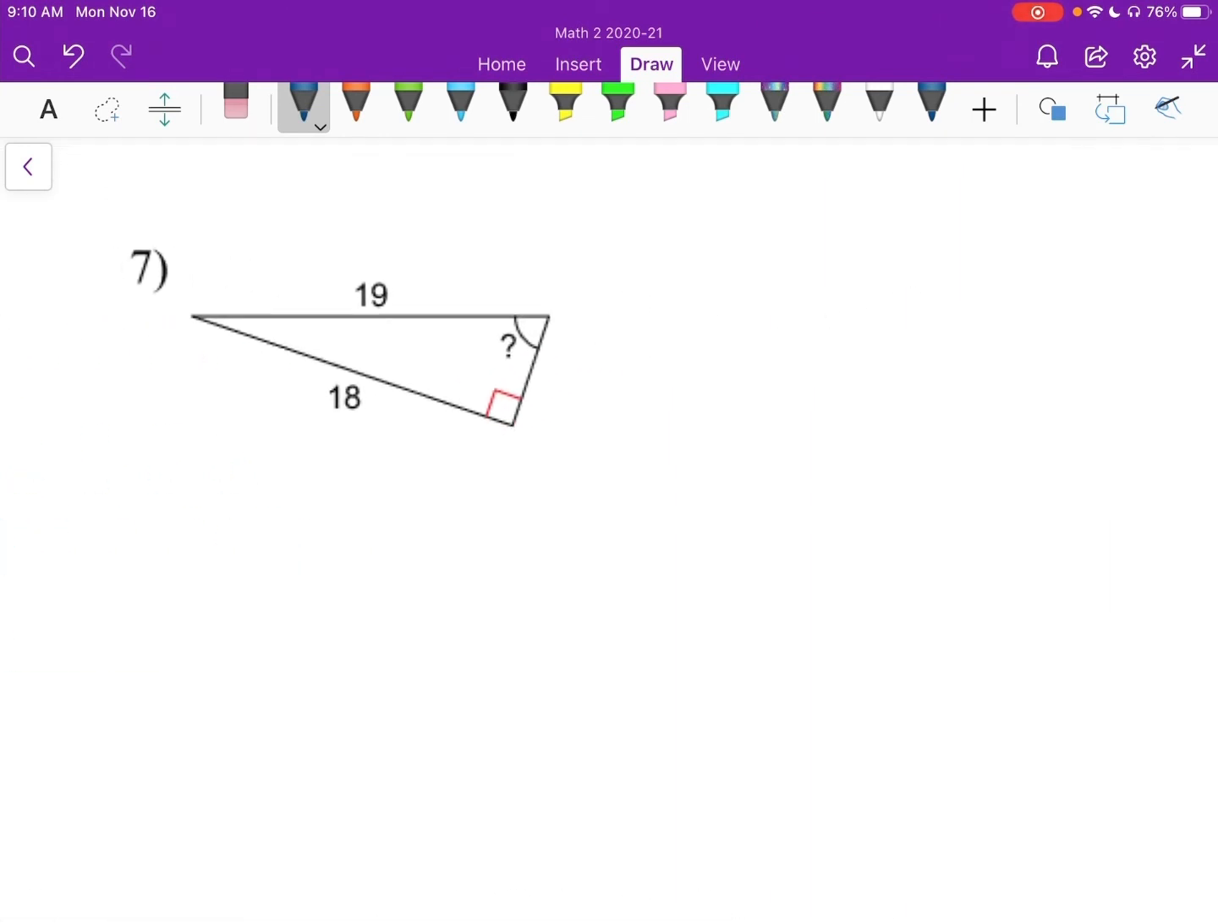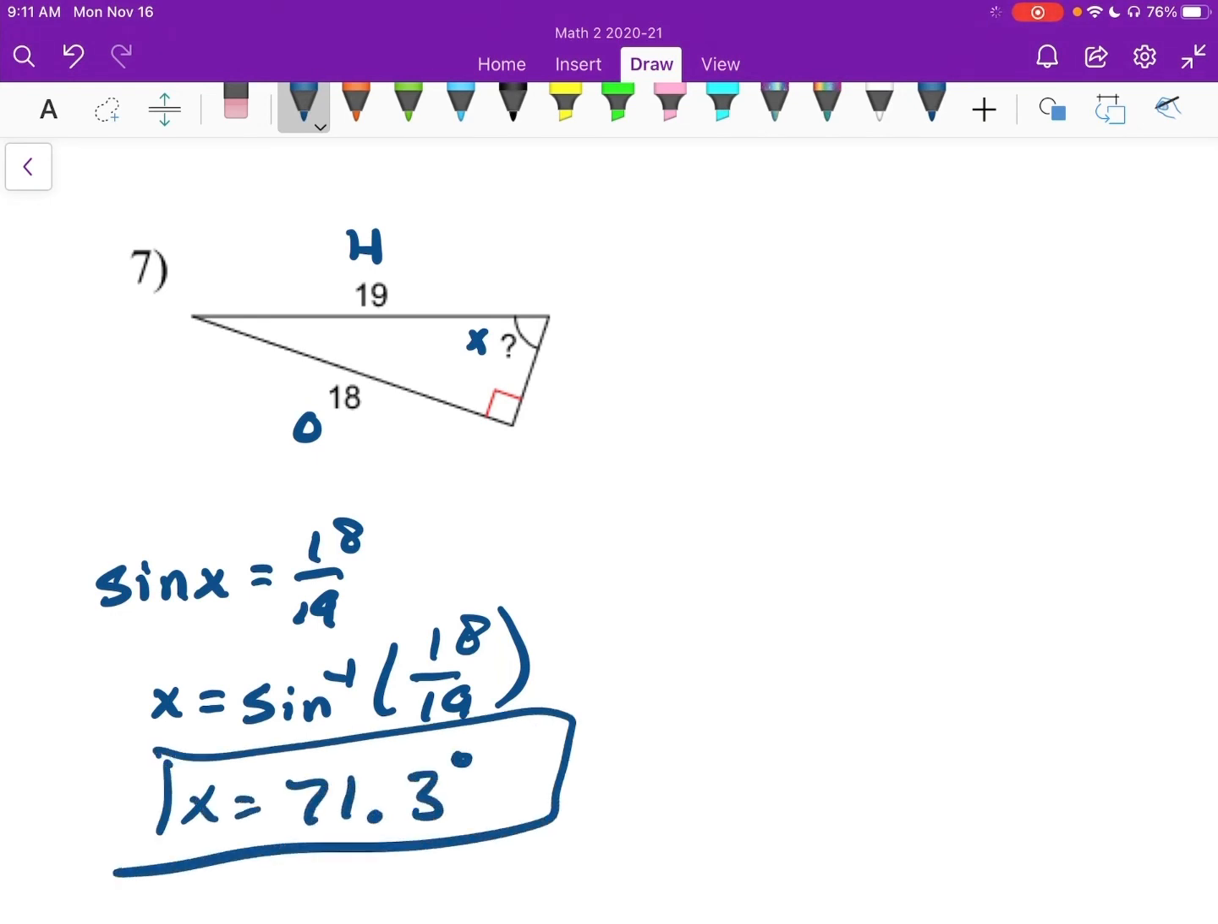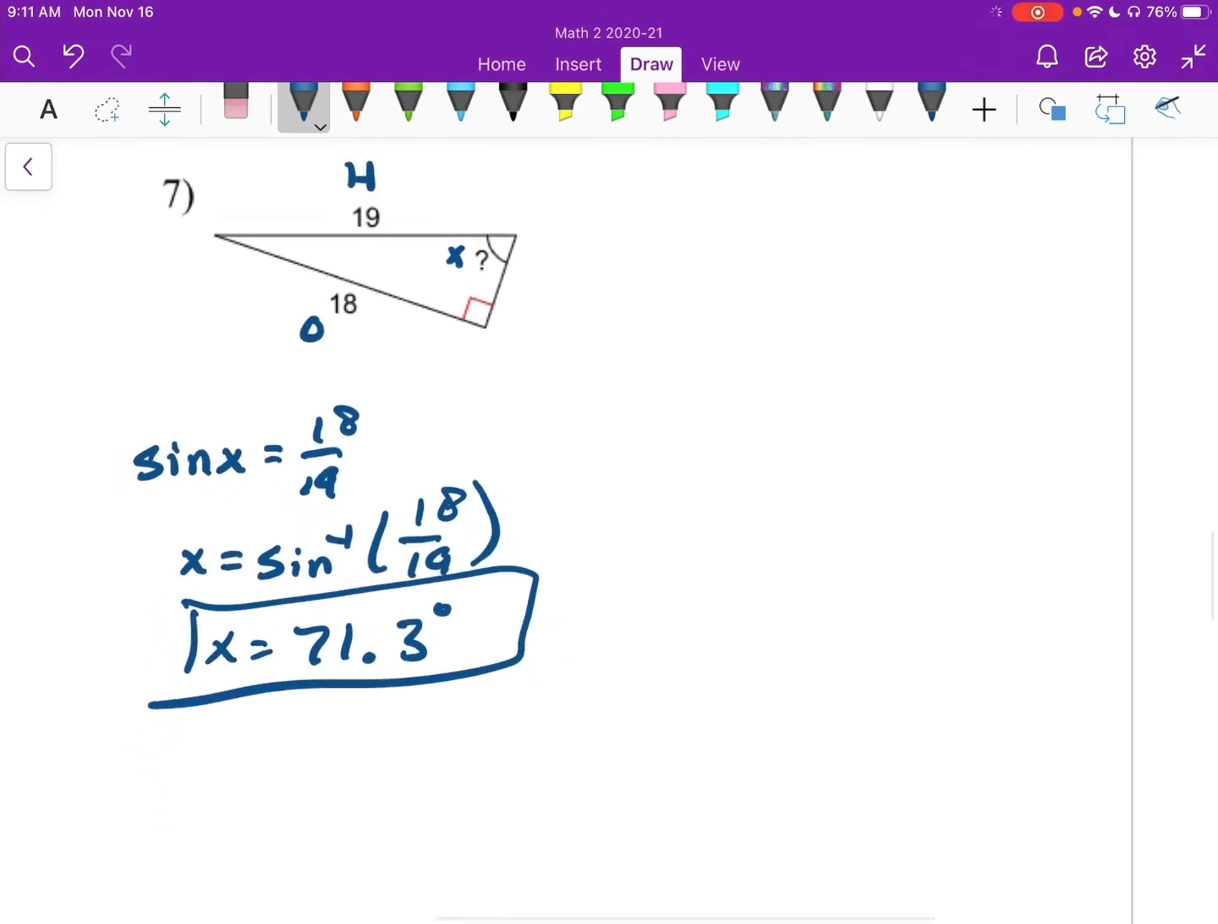Number 7, here's my variable, here's the side opposite, and here's the side hypotenuse. So opposite and hypotenuse is sine, so I'm going to say, well, sine of x is 18 over 19. So x is sine inverse of 18 over 19. I type that in the calculator, 18 divided by 19, or sine inverse of 18 divided by 19, and I get x is going to be 71.3 degrees. Alrighty.